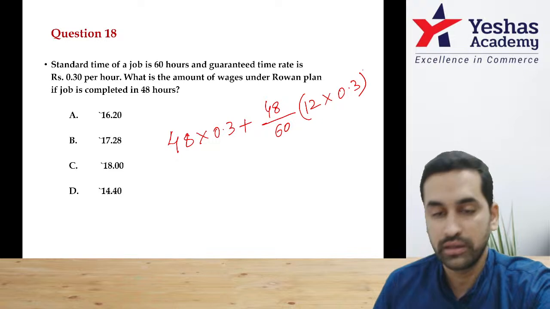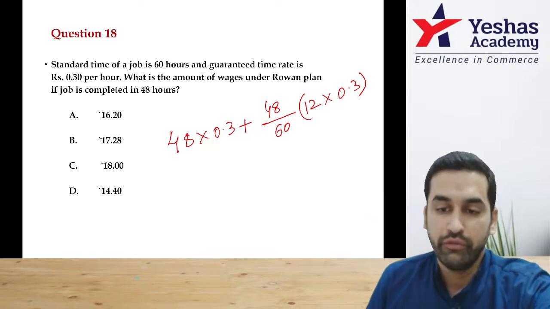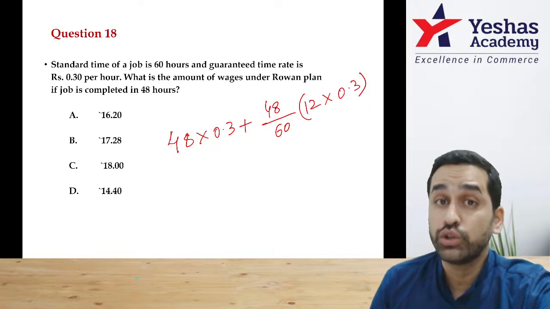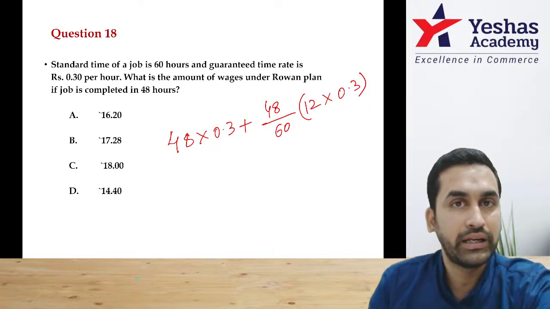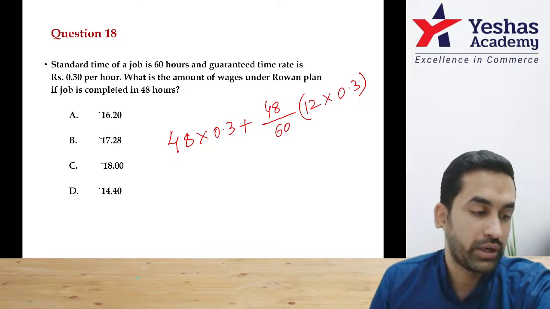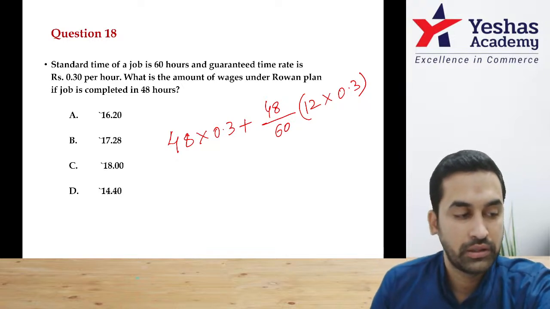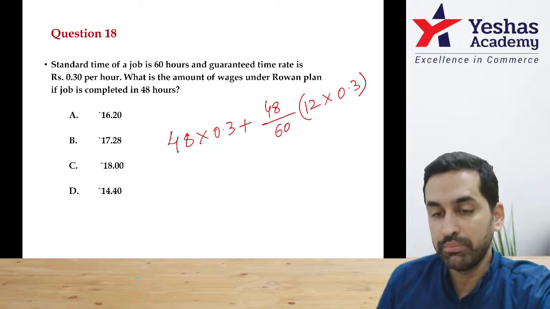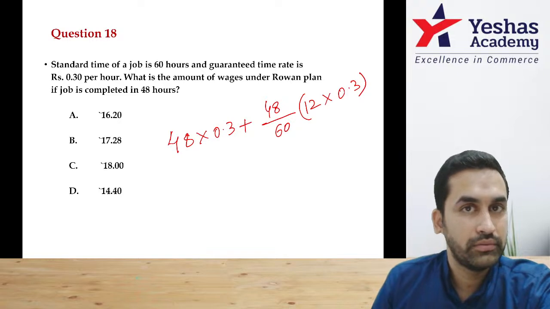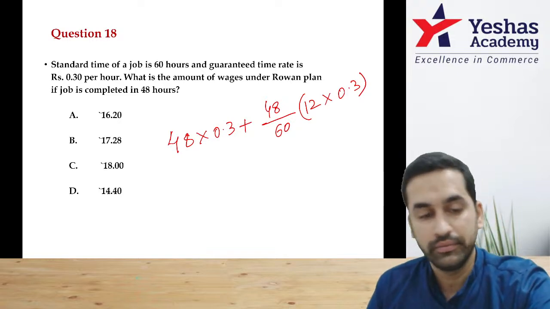Who can complete the answer? 60 hours was allotted. Within 48 you have completed. That means 48 into 0.3 you should pay. This is your guaranteed basic wage. Plus you have to pay bonus, and bonus will be 48 by 60, time taken by standard time, into time saved, that is 12 into 0.3.